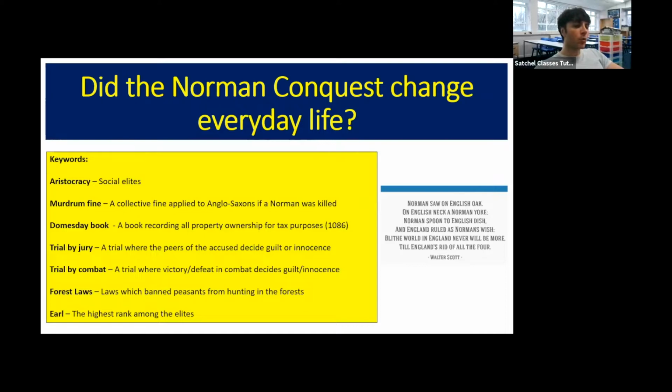Then we've got trial by jury. This was a new kind of trial that only the Norman aristocrats, remember that from our first keyword, could demand. It was where the peers, the other people on the same social level as the accused, would decide their guilt or innocence. And that's the version of trial that we still use today.